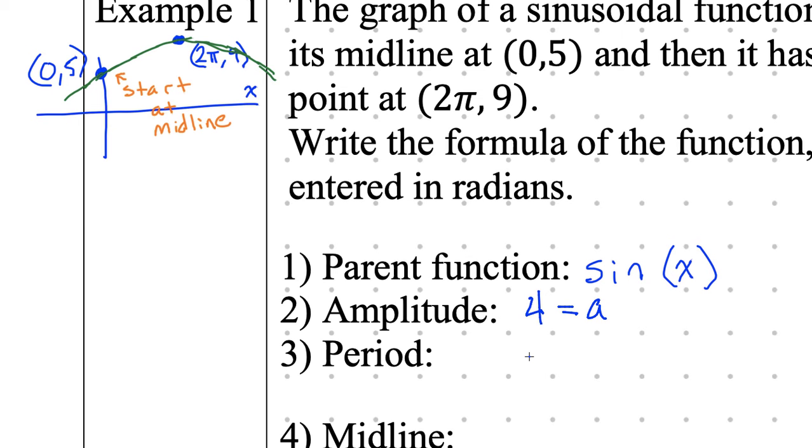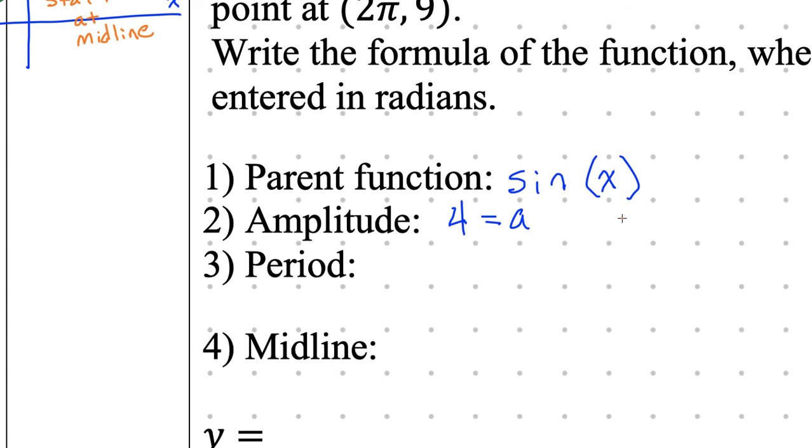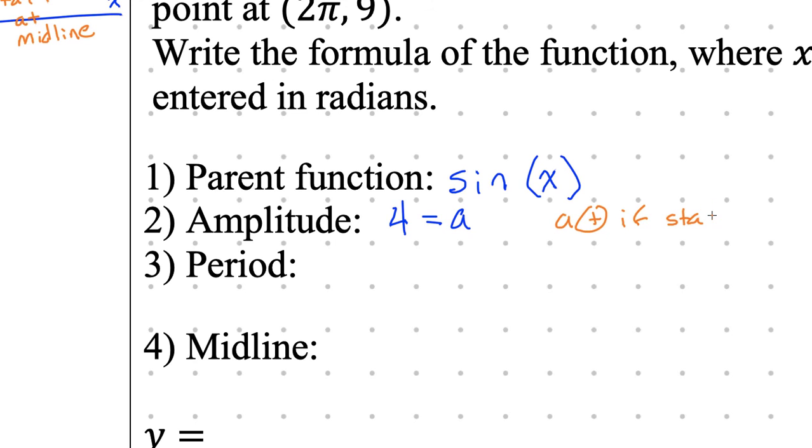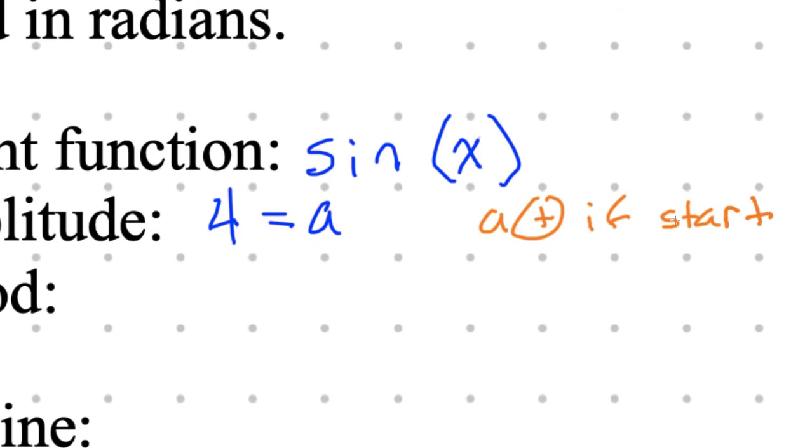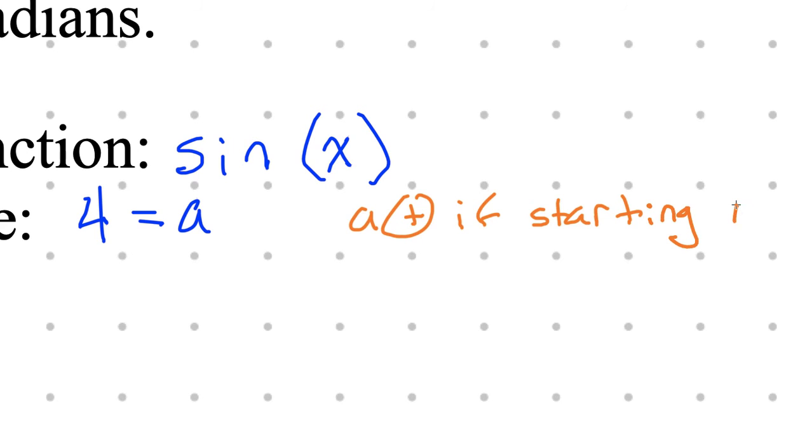The only thing that will cause A to be a negative value is if instead of starting up, I start going down. Down means negative, positive, that's going up. We went up, therefore we have a positive value for A. And I'm going to write that down in the notes just in case you didn't catch it. A is positive if going up, if starting up. And finally, A is negative if starting to go down.